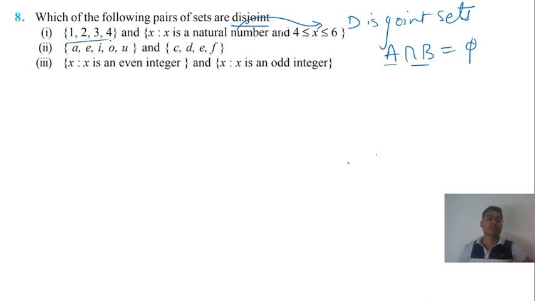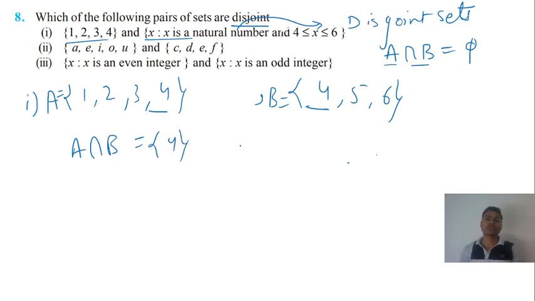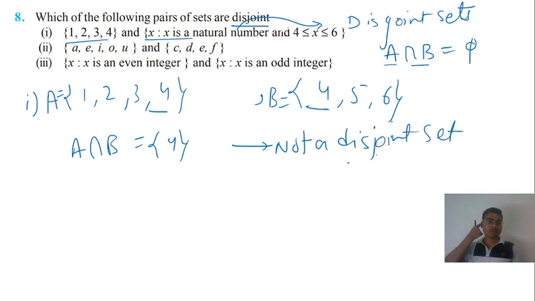Okay, so we'll have to look at this question. First they give us 1, 2, 3, 4, and then they give us x, where x is a natural number, 4, 5, 6. As we can see, 4 is common between these two sets, so this is not a disjoint set. This is set A and this is set B, and A intersection B is actually 4, so not a disjoint set. If no element is common in these two, then we can say that it is a disjoint set.